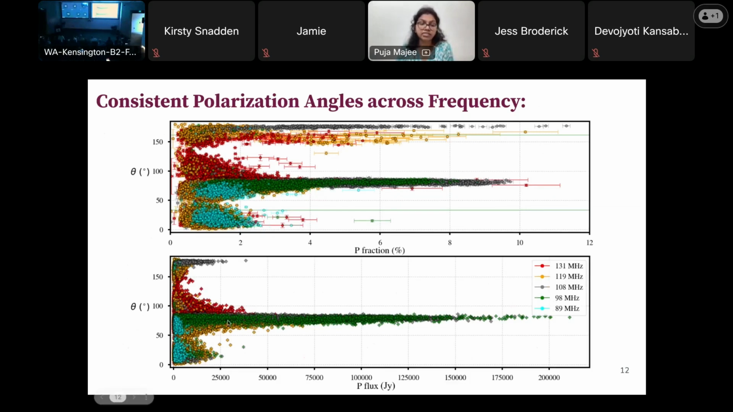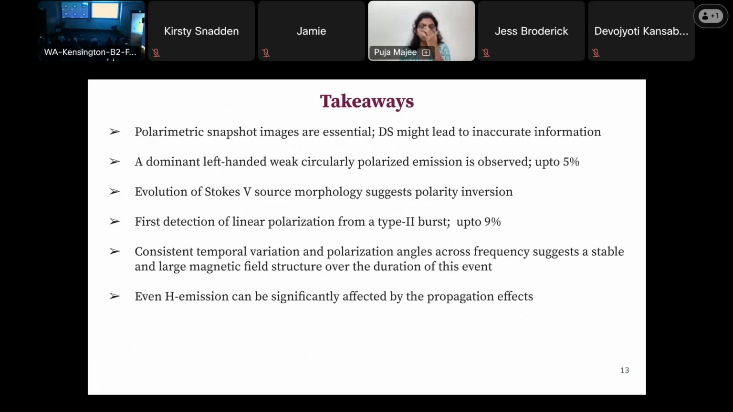Also, in the lower plot you can see that the polarized emission with high polarized absolute flux always sustains a particular polarization angle, which again tells you that the magnetic structure through which this emission is passing is very stable. So, to conclude my talk, detailed polarimetric snapshot imaging studies are very important, and as you have already seen, they can reveal a lot of features which were previously unobserved or unappreciated, which the dynamic spectrum alone cannot provide.